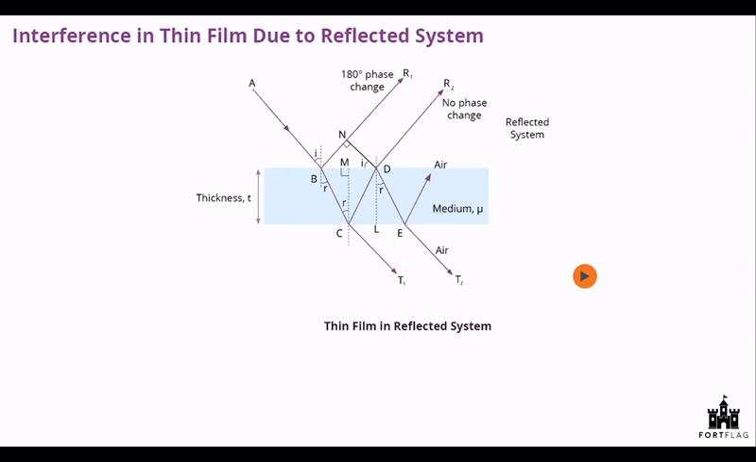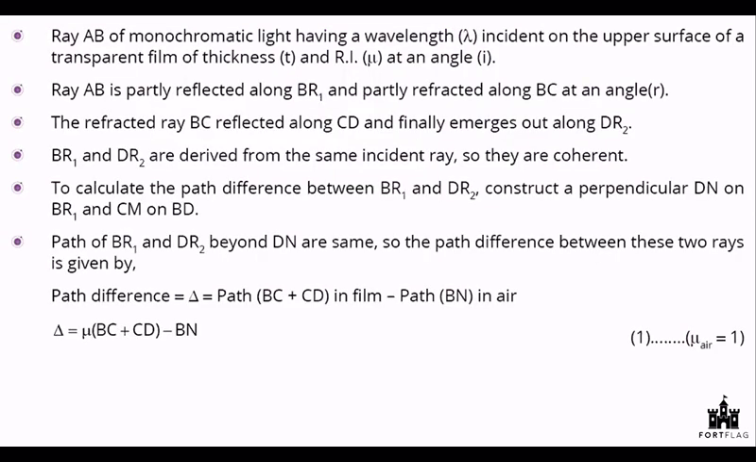So we have two cases: one is for the reflected system, the other for the transmitted. We have derived the equation for both of them. We have derived the equation for the reflected system, and we have seen all the steps. Similar steps are followed for the transmitted rays of light.